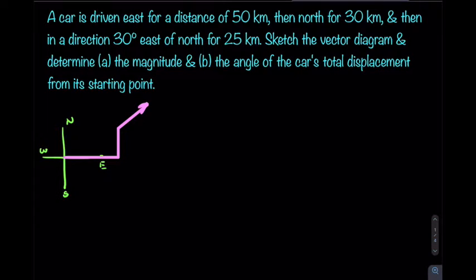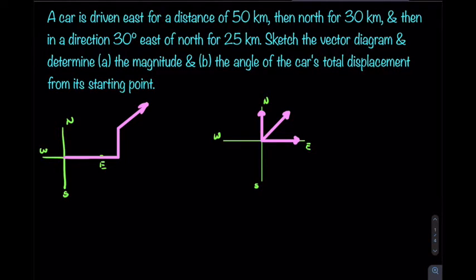I personally prefer to do it a little more succinct. So, northeast, southwest. You could just do it like this. We've got 50 kilometers east. We've got 30 kilometers north. And then we have 25 kilometers, 30 degrees east of north. So that's my preferred diagram. But who knows? People are different.